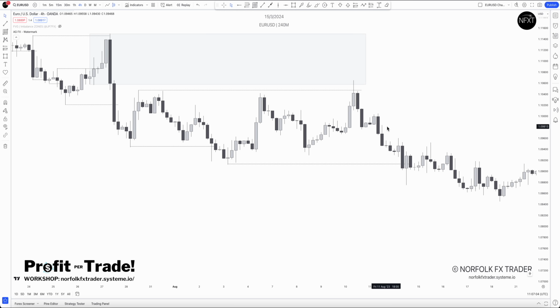So we break structure once again here to downside. This is our main origin zone. And yes, we do have an area inside.